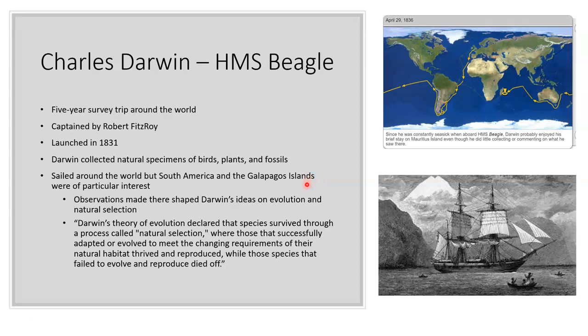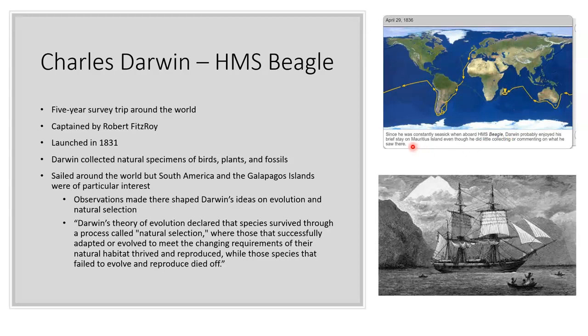And so that's where he got his ideas and his evidence for natural selection and evolution. So he started in England, sailed across the Atlantic, down around the tip of South America, stopped right here at the Galapagos Islands, which is off the coast of Ecuador, and then across the Pacific, down around Australia, and ended here near Madagascar.